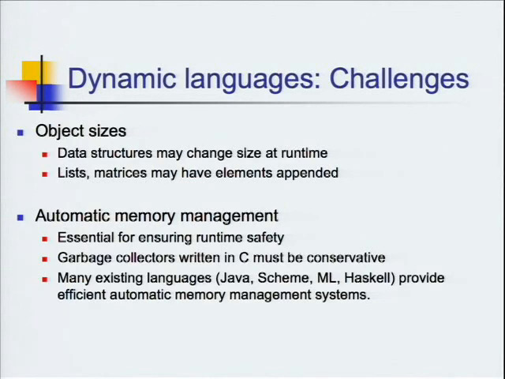The chief problem in dynamic languages is memory management. So you have to have garbage collection, which is necessary for ensuring runtime safety. You could write garbage collectors in C, of course, but a lot of the times, garbage collectors written in C have to be conservative because they might have to chase pointers, and when you have pointers, you can't make a lot of assumptions. Which is why many existing languages like Java, Scheme, and the ML family, Haskell, so functional programming languages like that, or statically typed languages like Java, have a lot of efficient memory management systems.